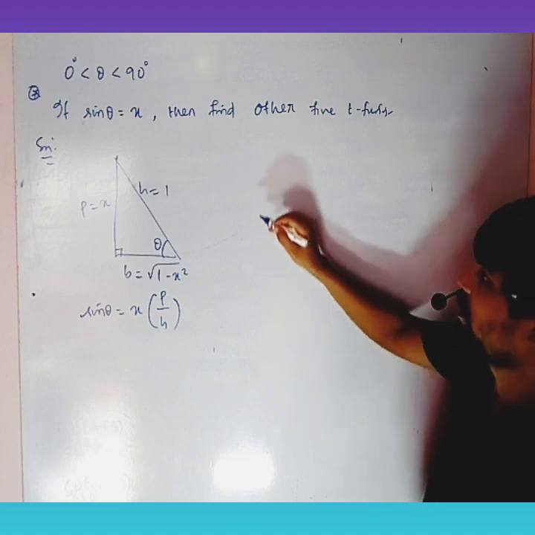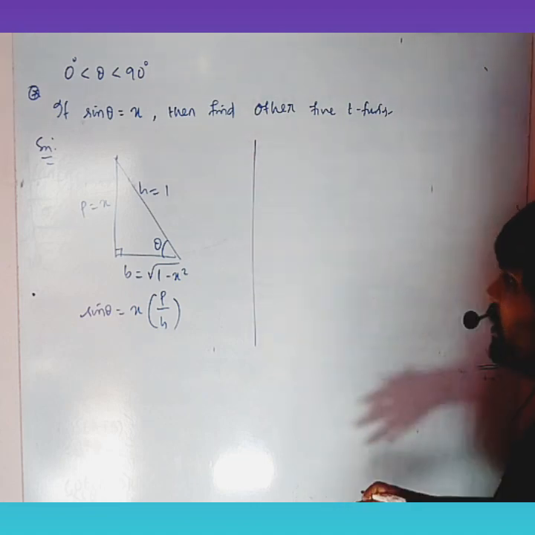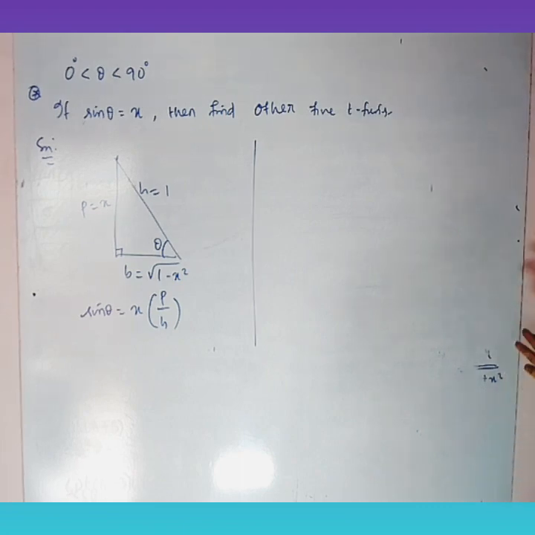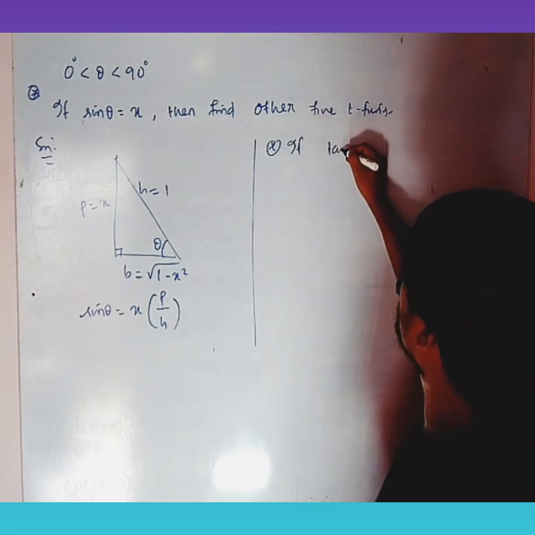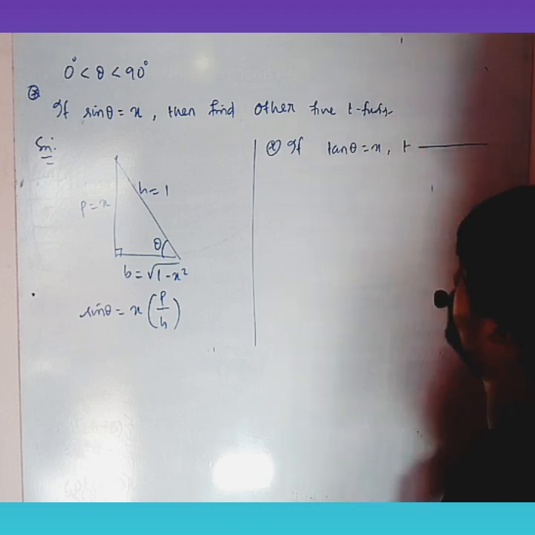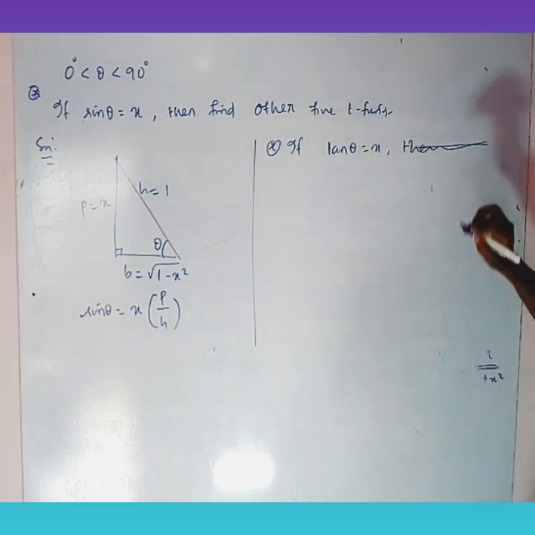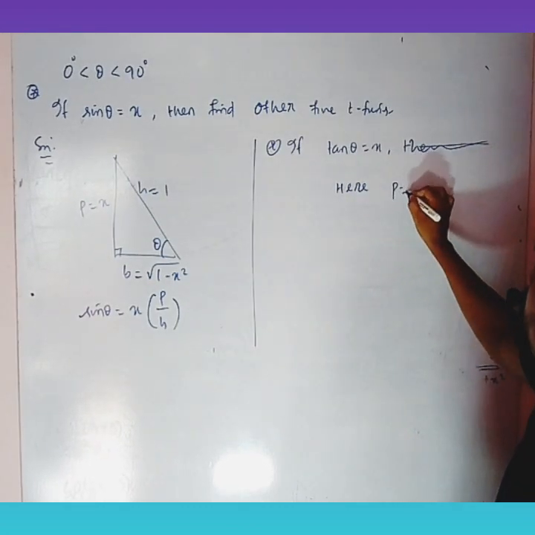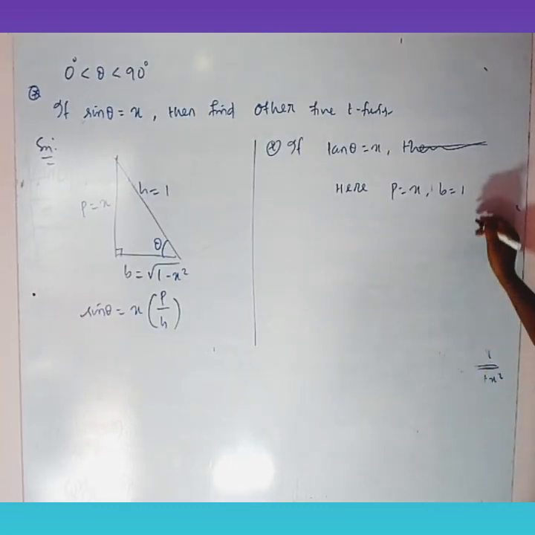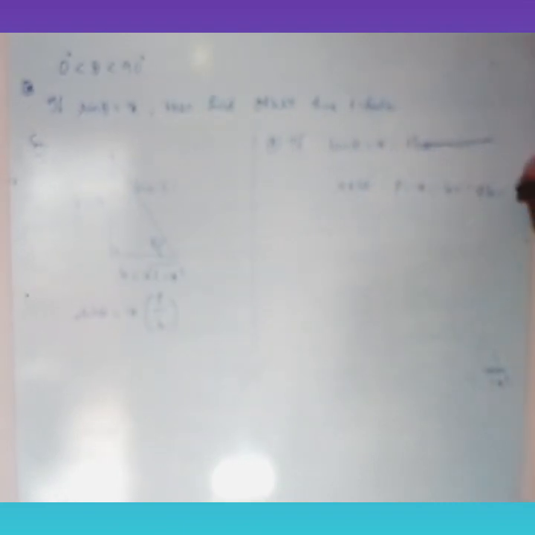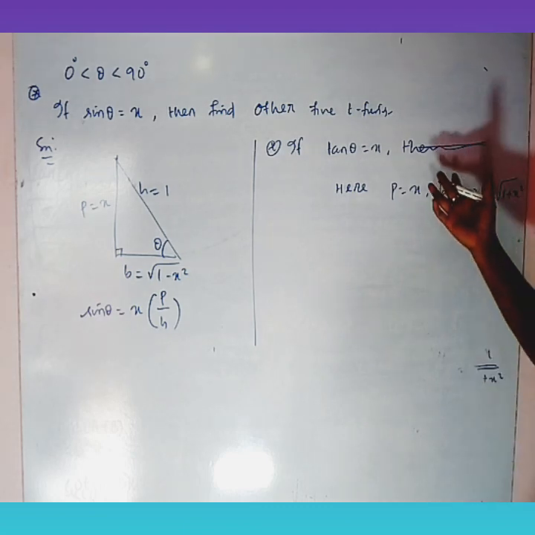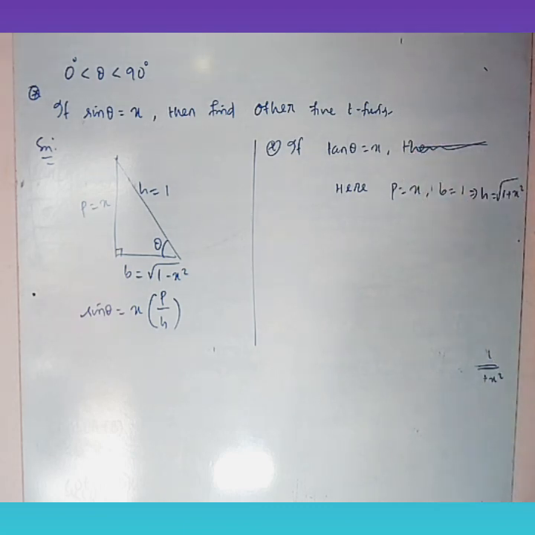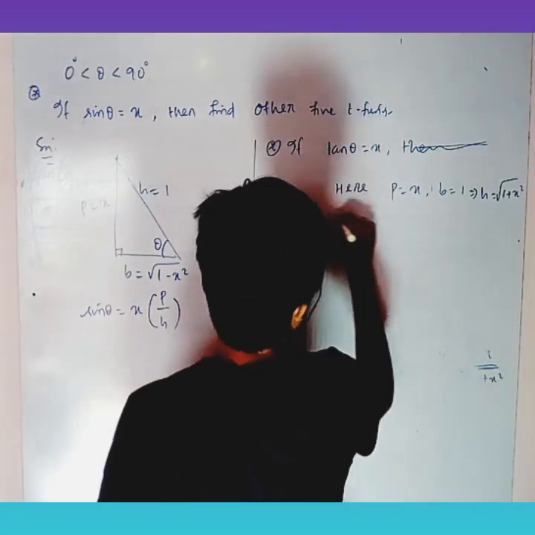Similarly, by using this formula you can also find, if cos theta equal to x, then find all other trigonometric functions. For example, take another example. If tan theta equal to x, then find all other 5 trigonometric functions. We know that tan theta equal to p by b. Here p equal to x, b equal to 1, implies h equal to square root of p square plus b square, that is square root of 1 plus x square. Now you can find sin, cos, sec, cot, cosec using this formula. So you have to remember these conditions.